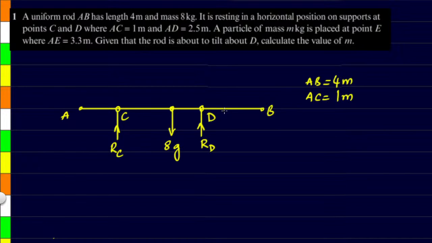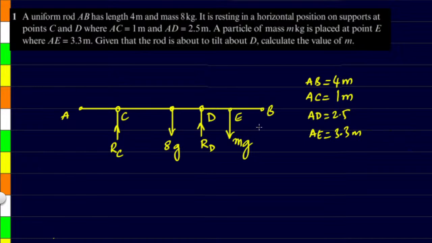A particle of mass m kg is placed at point E such that AE is 3.3. AD length is 2.5 and AE length is 3.3, which means beyond point D. So the particle is attached here, and its weight is downwards, right? Yes.